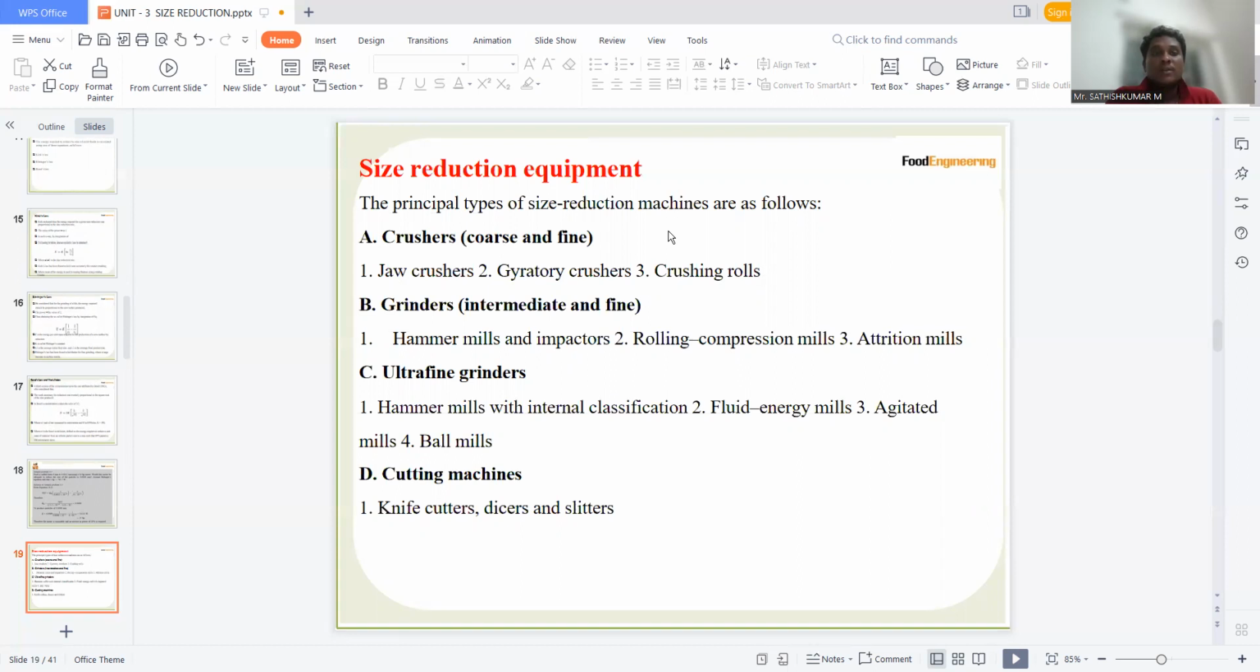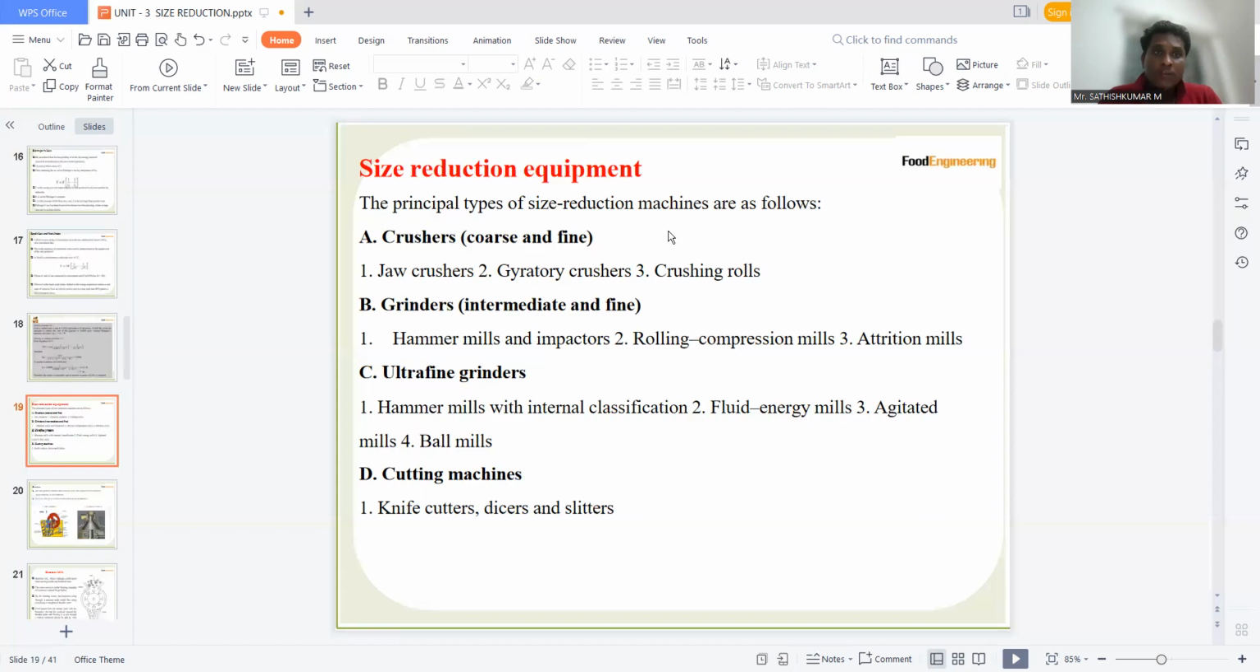Second one, grinders: hammer mills and impactors, rolling compression mills, and attrition mills. Third one, ultra fine grinders: hammer mills with internal classification, fluid energy mills, agitator mills, and ball mills. Cutting machines: knife cutters, dicers, and slicers. These are all the size reduction equipment used for the size reduction process.